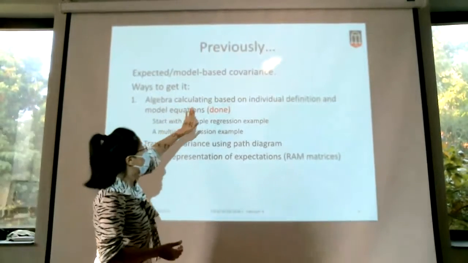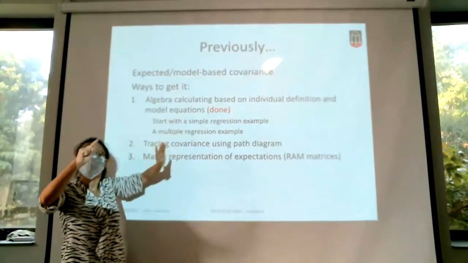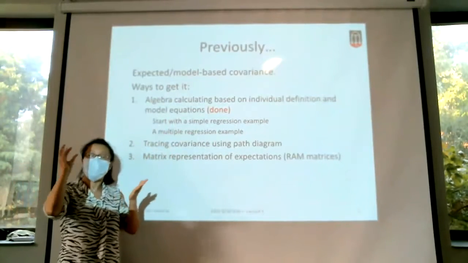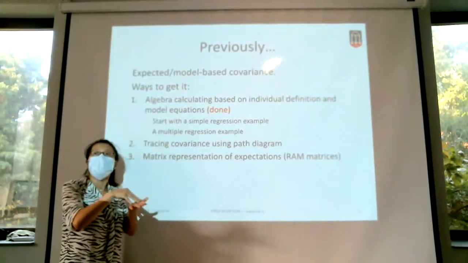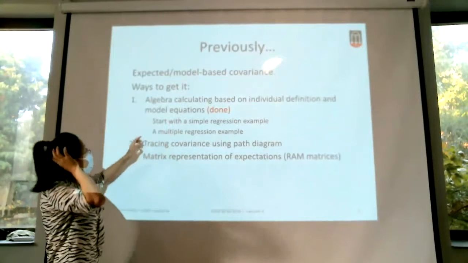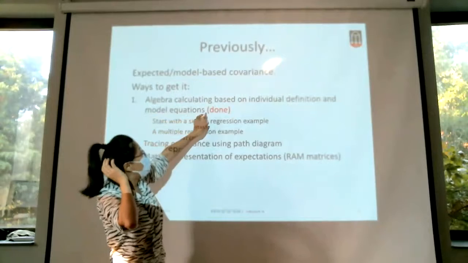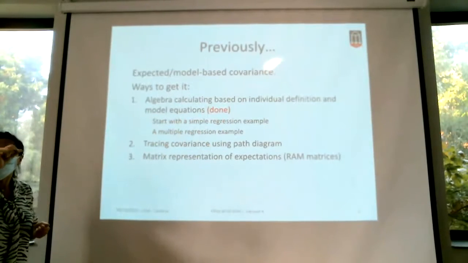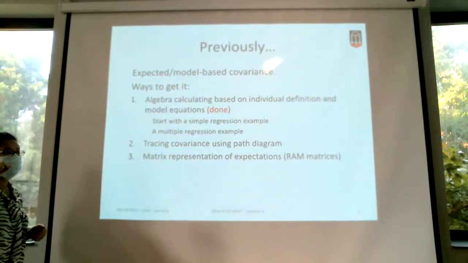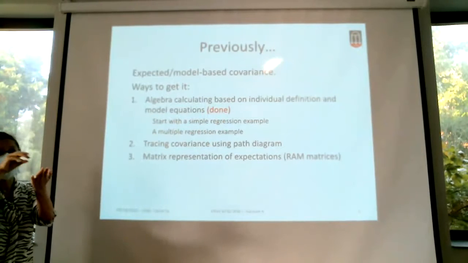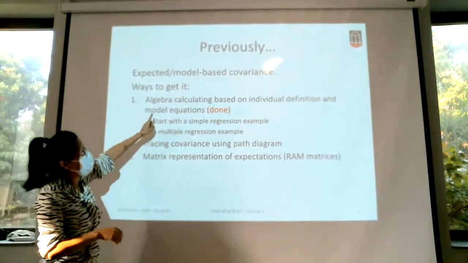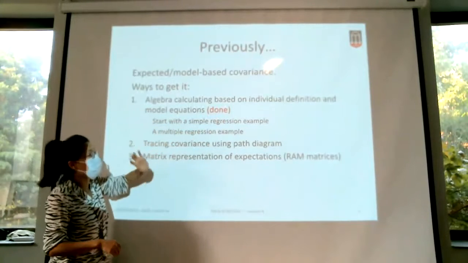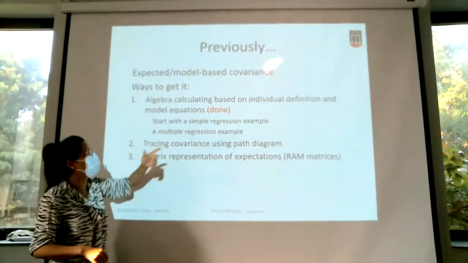So what we are doing here is trying to get the capital Sigma, which is a model-based covariance matrix. It has to be based on our model. We use algebra rules to calculate each element in our capital Sigma. That's one way. We used a simple regression example, and we also have a multiple regression example.